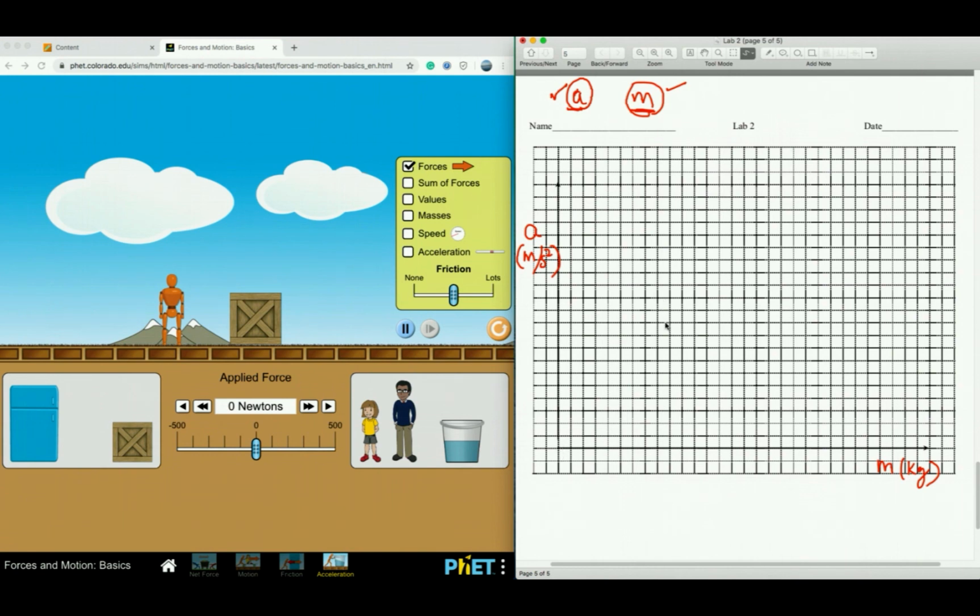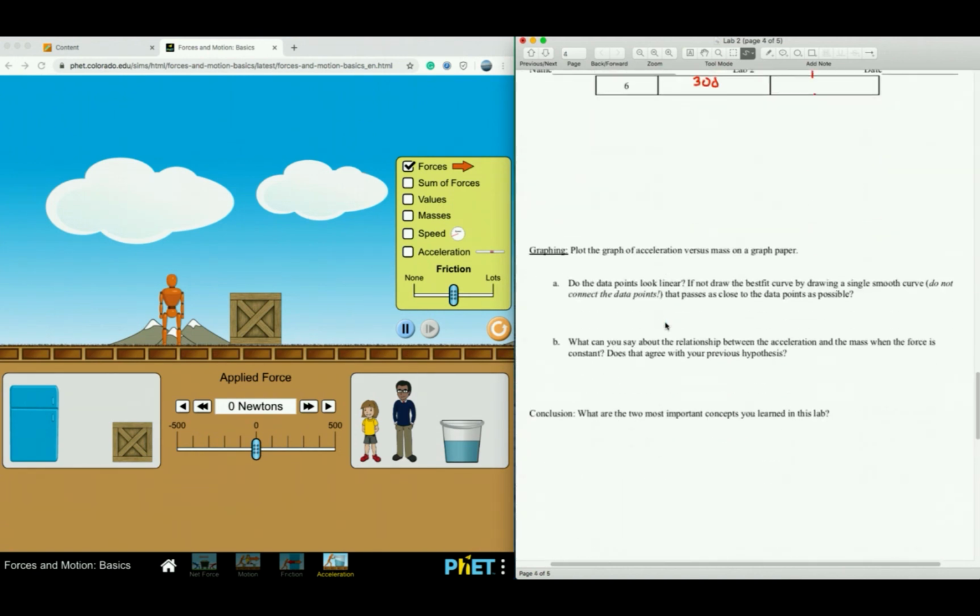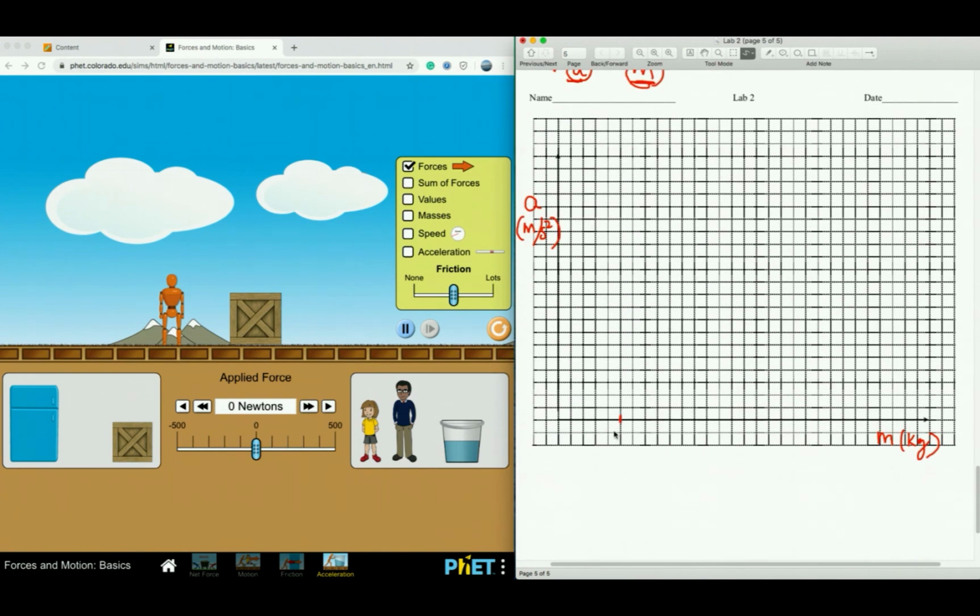So our mass goes from 0 all the way to 300 kilograms. So this is, let's say, 50. 1 2 3 4 5, that's 100. 1 2 3 4 5, that's 150. That's 200, that's 250, and that's 300. So we go from 0 to 300 kilograms, and then you choose the scale for the acceleration also.